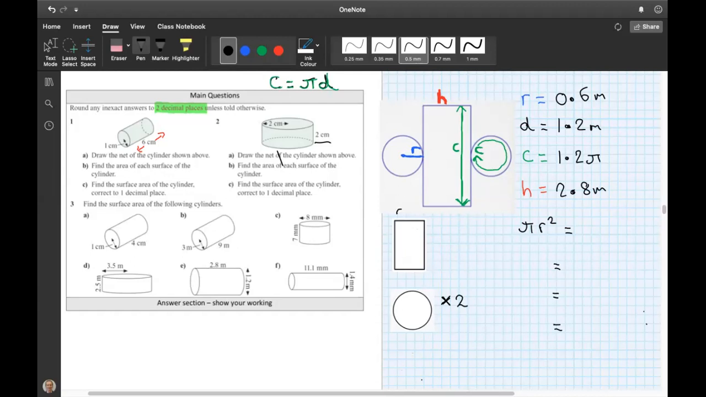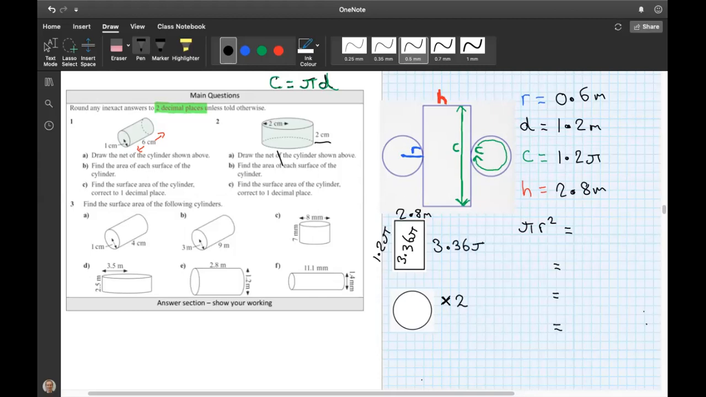Okay, we're now ready to label. That's going to be 2.8 there. Our circumference was 1.2 pi. We're now ready to multiply these together to get the area of our rectangular face. Let's have a look. So what have we got here? We've got 1.2 pi multiplied by 2.8. That will give us 3.36 pi. Yep, just write that a bit clearer.